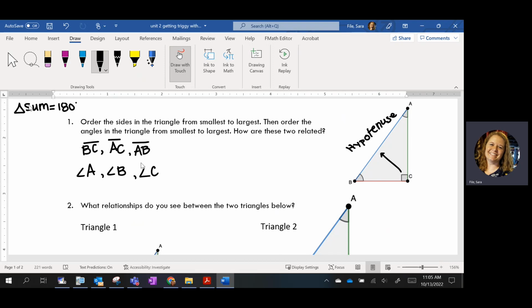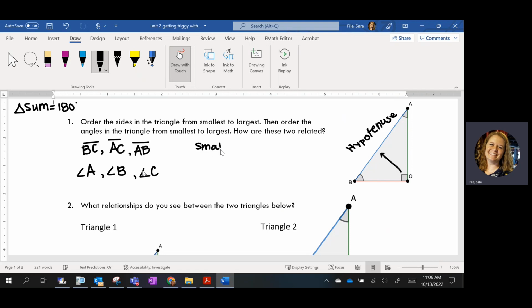So what's happening here, what you need to remember is the rule that you learned in geometry is that the largest angle is opposite the longest side. The smallest angle is opposite the shortest side. Okay, that's a relationship between these that will always be true in all triangles, not just right triangles. Okay, so if you want to jot that down, you can.